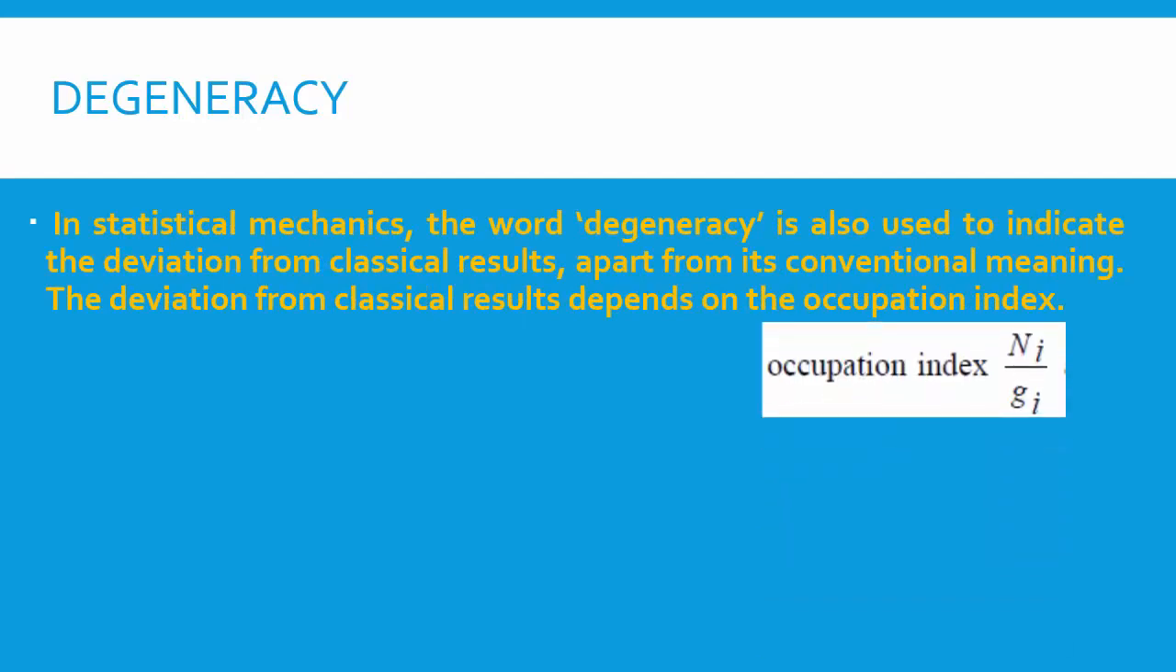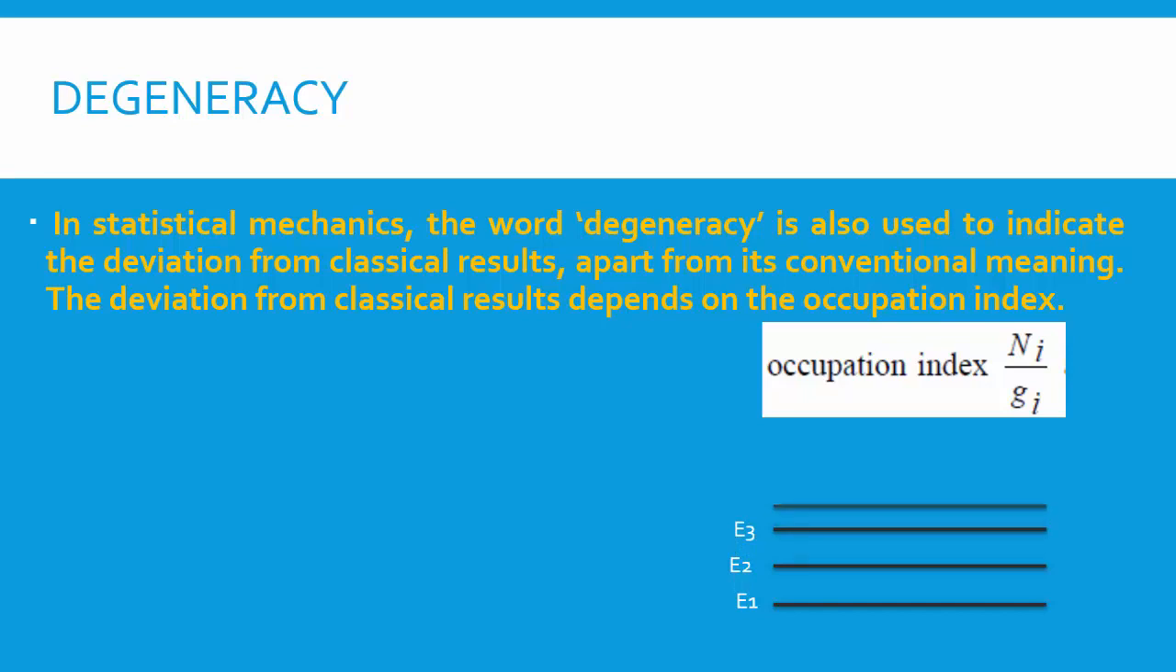Before I start with degeneracy, we have covered the basic concepts of the three statistics: Maxwell-Boltzmann, Bose-Einstein and Fermi-Dirac statistics. Then we have done macro-micro state, then phase space and ensemble. In macro-micro state, we have done numericals, considering that you have a certain number of particles and a certain number of cells or quantum states, and how you distribute them if these particles follow Maxwell-Boltzmann, Bose-Einstein or Fermi-Dirac statistics.